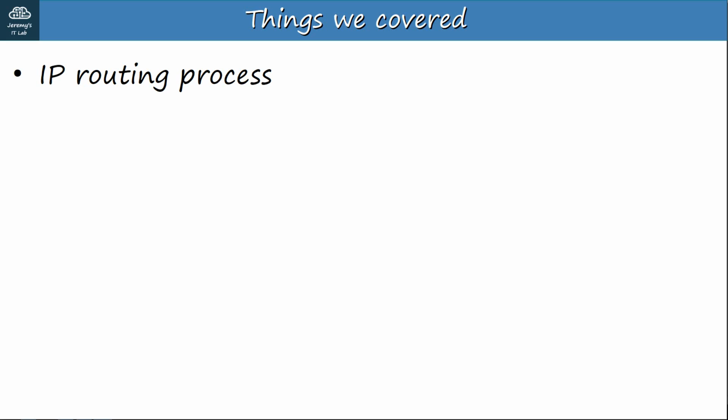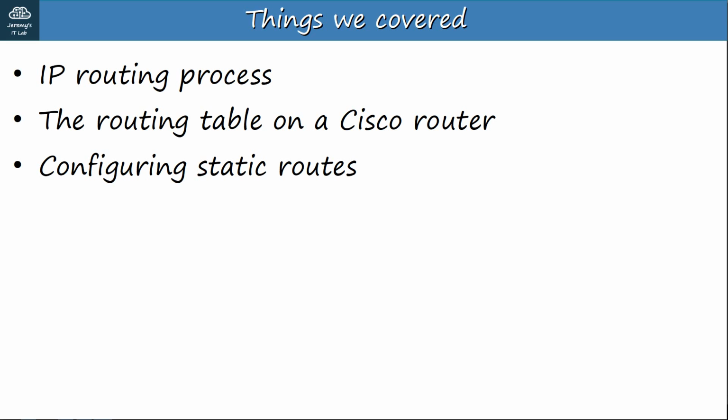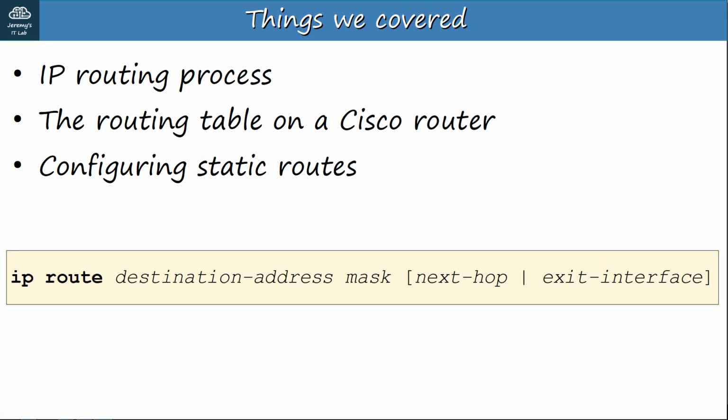We covered the IP routing process, showing how routers look up destination IP addresses in the routing tables to find the next hop in the route to the destination. Speaking of routing tables, I also introduced the routing table on Cisco routers. There's still more to talk about regarding the routing table, but don't worry, there will be plenty more videos about routing coming up. We also looked at configuring static routes using this command, ip route, followed by the destination IP address, the mask, and then either the next hop address or the exit interface.